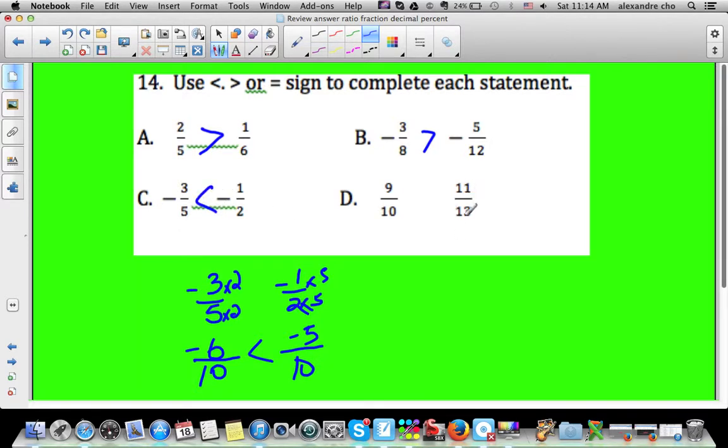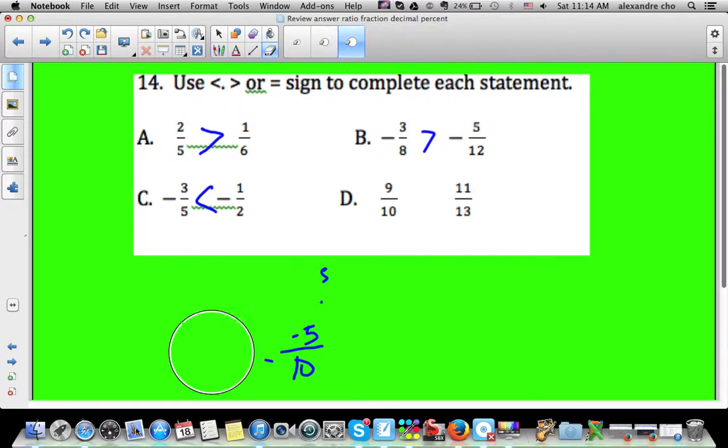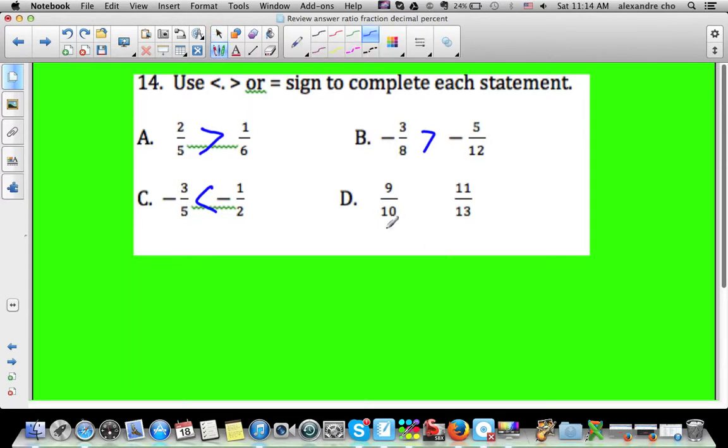So with 9 over 10 and 11 over 13, you can change them to two fractions where the denominators are the same. Or another way, if you're not too comfortable with that, is to change each to a decimal. 9 over 10 as a decimal is very easy because our denominator is 10, so we know it goes to the tenths place, and here's a 9. So 9 over 10 as a decimal is 0.9. 11 over 13 as a decimal is not as simple, so you actually have to divide.